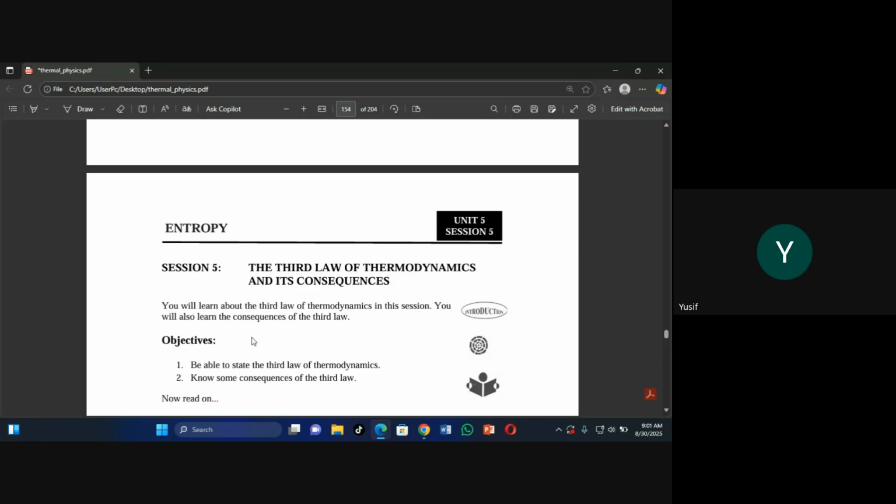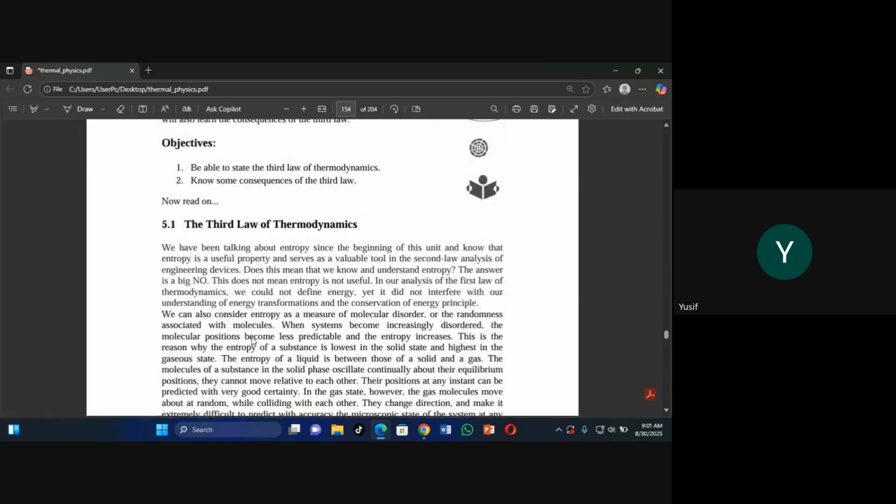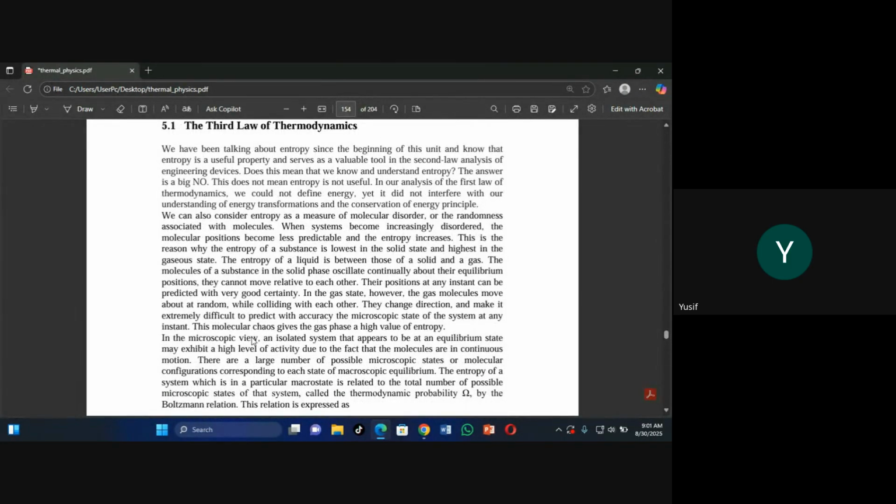Then we come to section 5, that's the third law of thermodynamics and its consequences. And as usual, this will be the last one, then section 6 will be for you guys. Now the third law, we have been talking about entropy since the beginning of this.